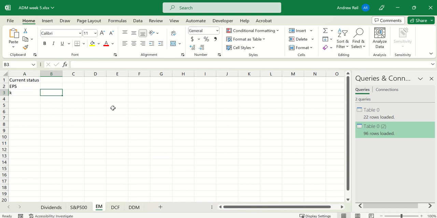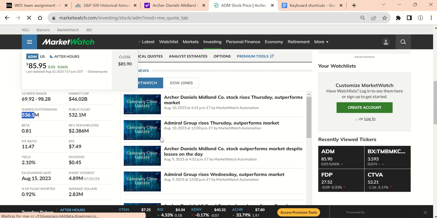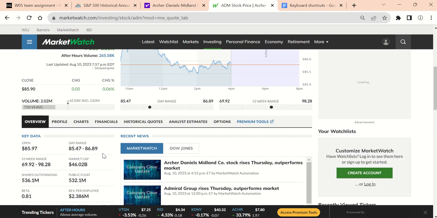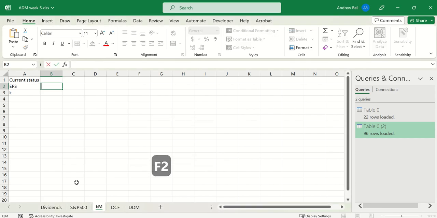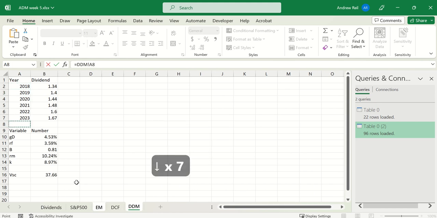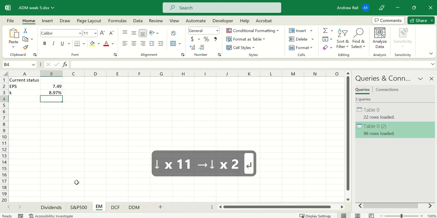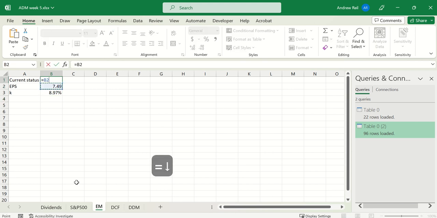K, the required return. So the EPS, I can get that from MarketWatch on the Overview tab. And so that's right up here. I'm already on there. And here it is, 7.49. I'm just going to copy that. F2, Control V, Enter. And the required return, I got that from the DDM page. It's right here in B14. And then I can figure out the current status: equal the EPS divided by the required return.